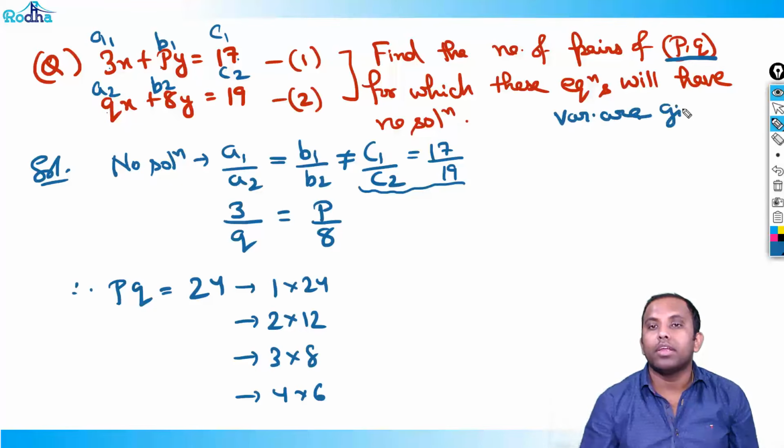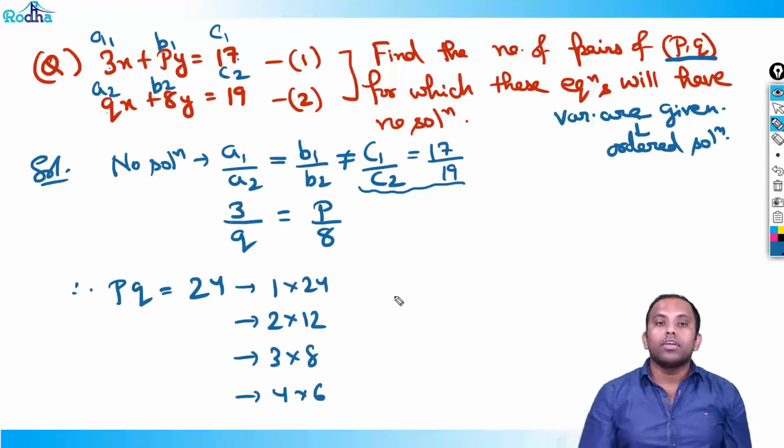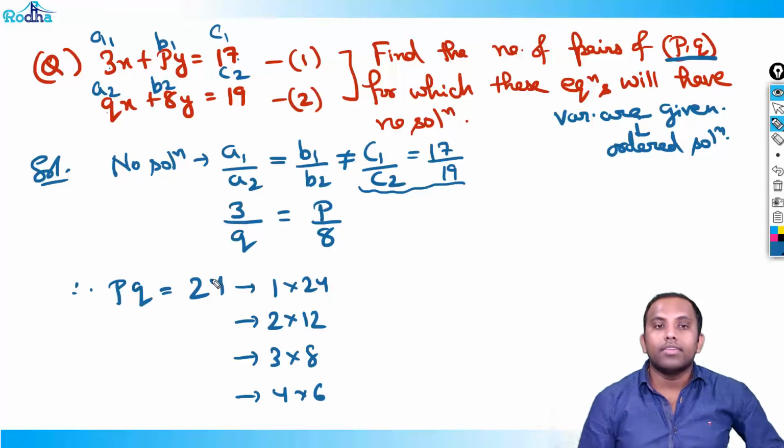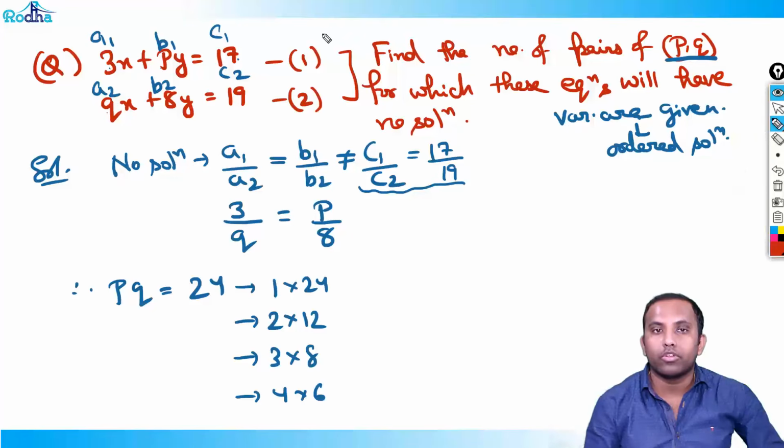That means it is an ordered solution. Right? For an ordered solution, 1 comma 24 and 24 comma 1 will be different, right? But see here, in this case, since we are finding the number of pairs of p and q for which these equations will have no solution, just mention one more thing in the question: p and q are integers.